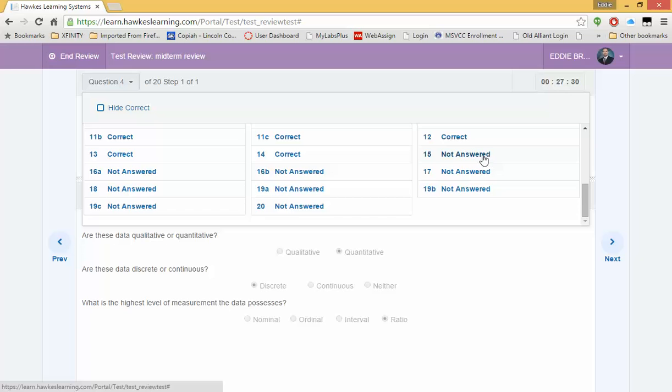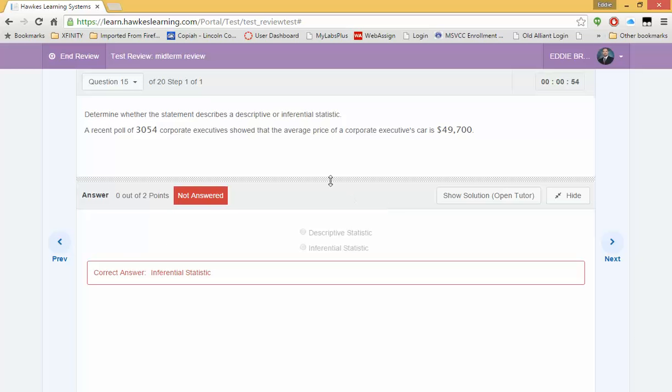Let's move on to number 15. Determine whether the statement describes a descriptive or inferential statistic. A recent poll of 3,054 corporate executives showed that the average price of corporate executives' car is $49,700. This is talking about the mean. So this is descriptive statistics, describing data.